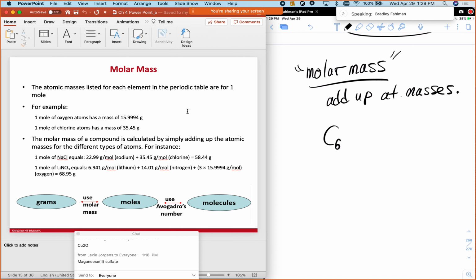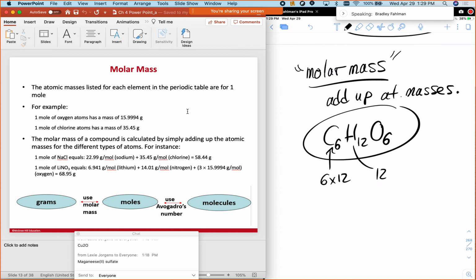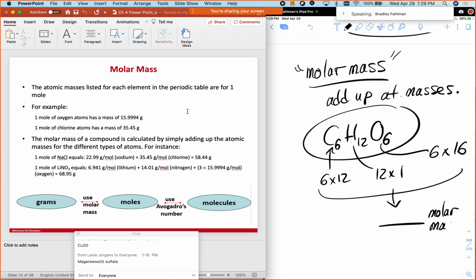So if it's sugar here, you would just do 6 times 12, 12 times 1, and then 6 times 16. Okay, and add up all that, and that's your molar mass. Okay? All right.